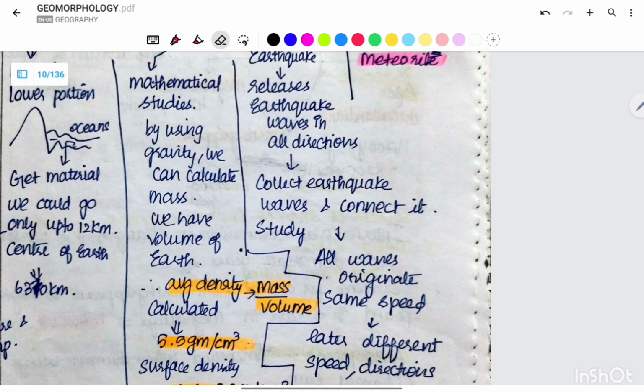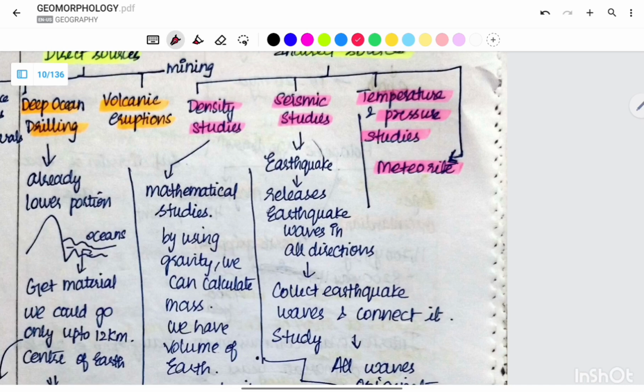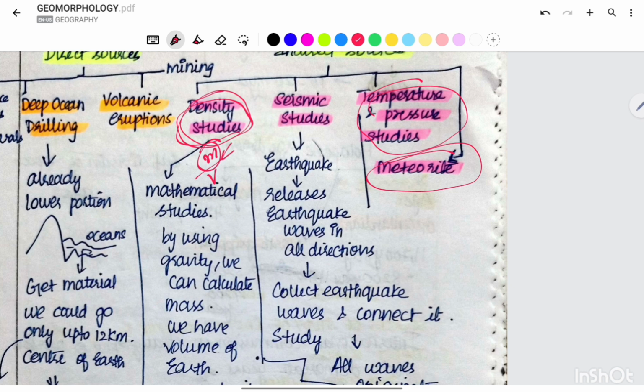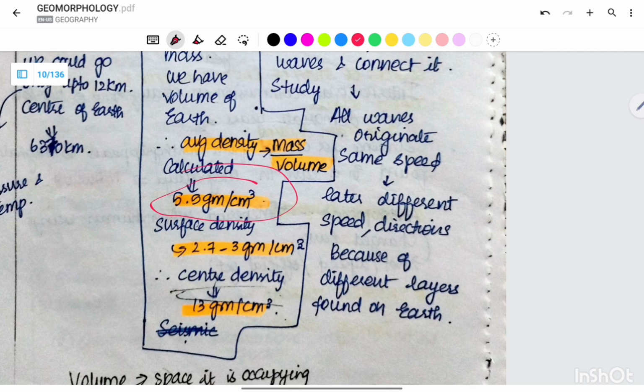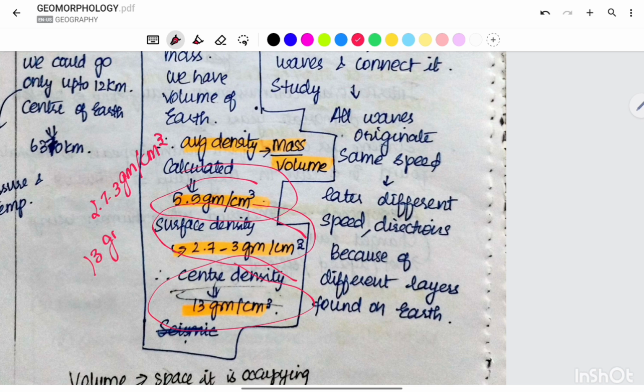We studied the density studies, and seismic studies related to earthquakes, temperature and pressure, and meteorites, right? In the density studies, we say that density is equal to mass by volume. Gravity is used to find the mass, and we have the volume of the earth. So the average density is 5.5 gram per centimeter cube. The surface density is 2.7 to 3 gram per centimeter cube, whereas the center's density is 13 gram per centimeter cube.